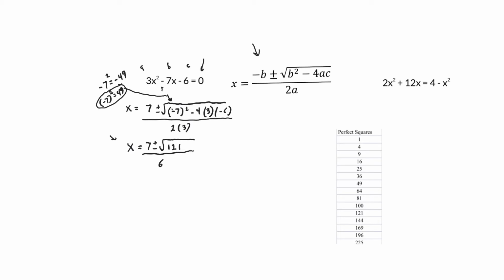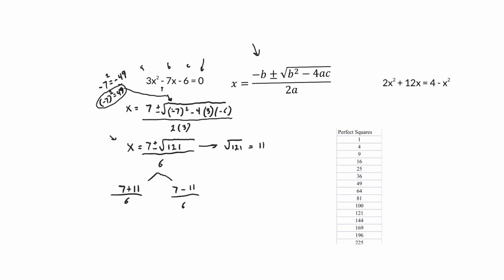So the first thing you want to do is test it out. So we bring over here, square root of 121 ends up being perfect square, 11. So we know we're good to go. This is going to be a rational answer, which means it's either a whole number or a fraction. So from here, we just split it up into two problems. 7 plus 11 over 6. And 7 minus 11 over 6.